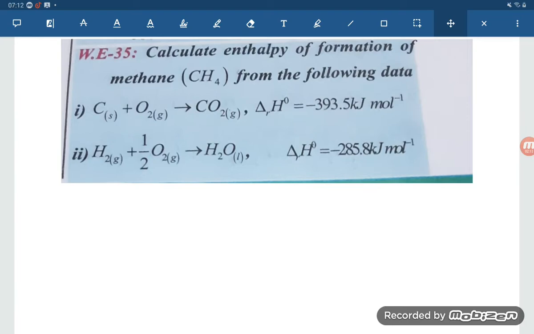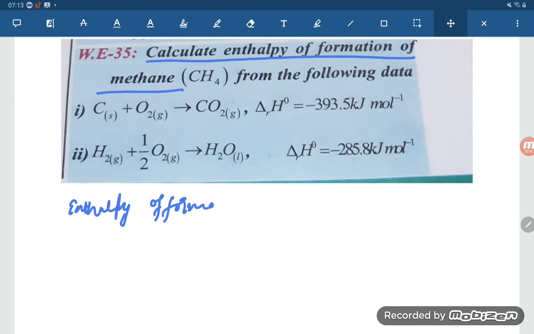They are saying, calculate the enthalpy of formation of methane from the following data. Two equations have been given, and they are asking us to calculate the enthalpy of formation of methane. And we know the formula. In thermochemistry, the definition is very important, students. If you don't know the definition, you will never be able to understand what the question is saying and how you can prove it.